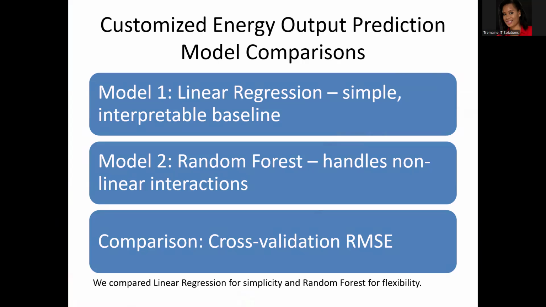So model 1 will be linear regression. It's simple and interpretable, and we can develop our baseline with it. Model 2 will be random forest, which handles non-linear interactions. And the comparison will be cross-validation RMSE. We're going to compare linear regression for simplicity and random forest for flexibility.